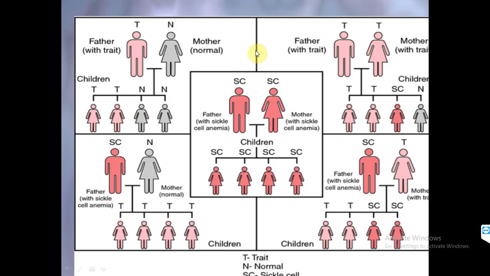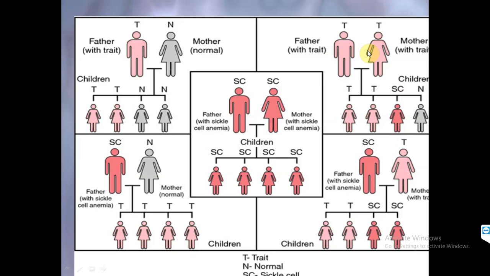Now here in the next, the father again is with trait and mother is with trait too. So what happens? If both will be with trait, then only one normal will be produced and one will be diseased, because of the 4 possible outcomes, there will be at least one offspring that will have both the traits, if X and Y of both the parents are being diseased, having sickle cell anemia.